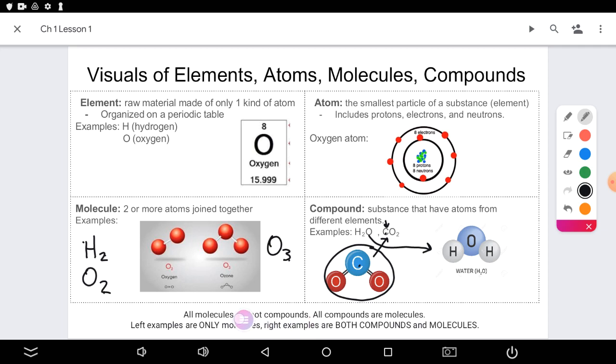Okay, and what's confusing about that is all molecules are not compounds. So like this right here is only a molecule. Who can tell me why it's only a molecule? Addie? Yeah, there's only one element. There's just multiple of the same element. All compounds are molecules. Underline that. All compounds are molecules.